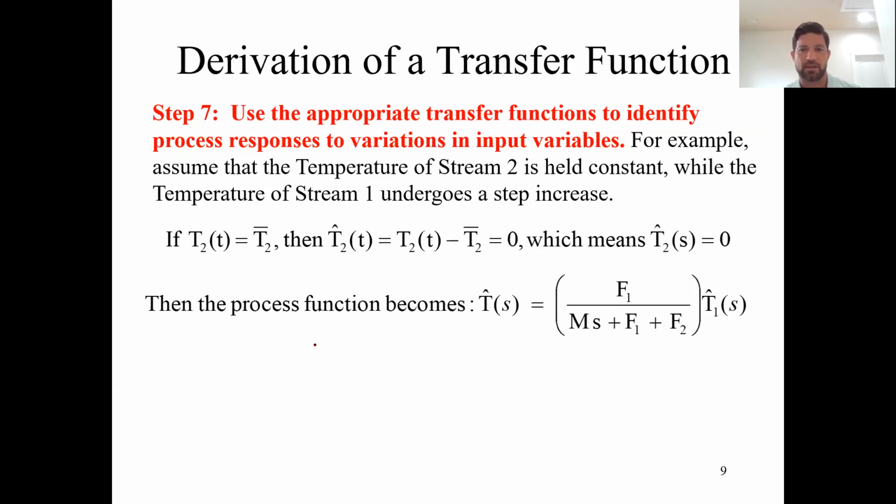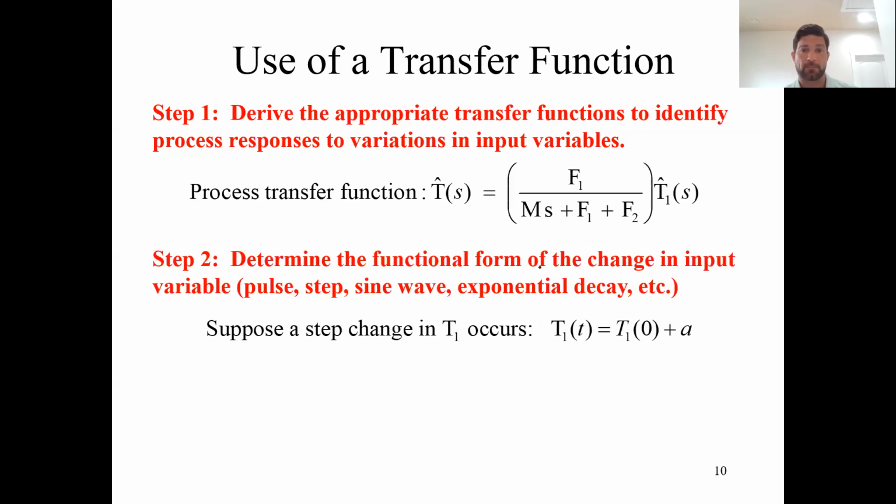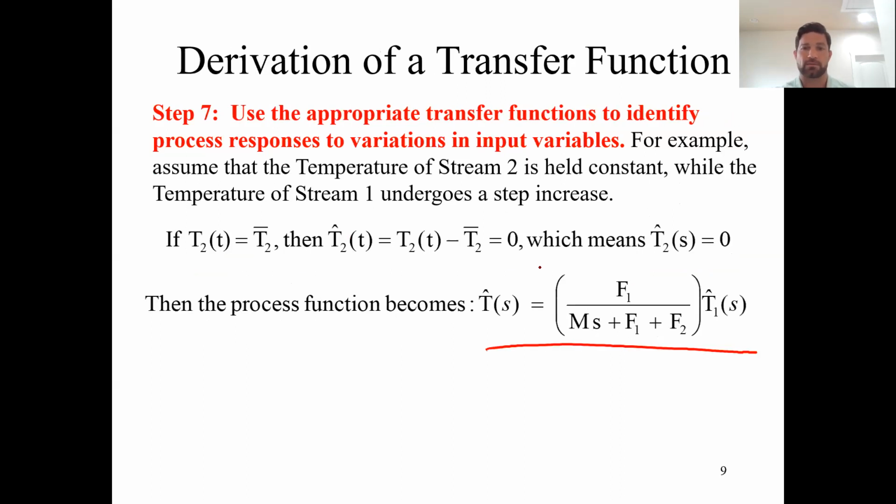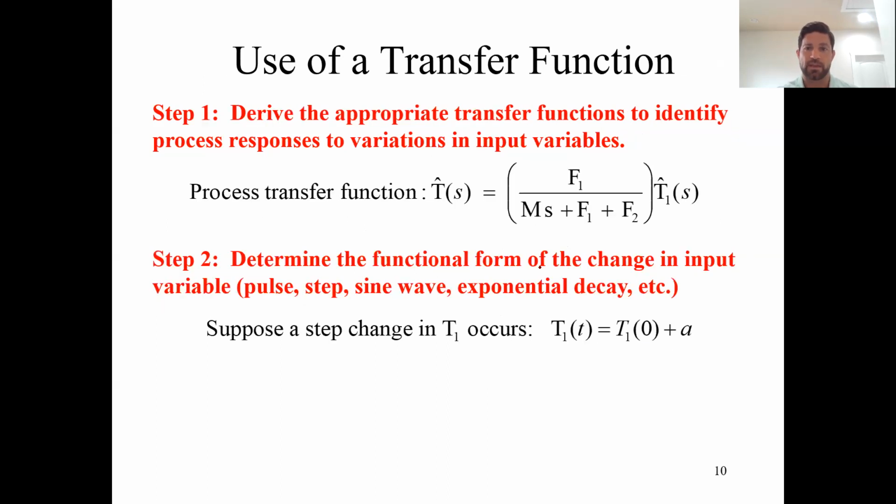All right, so this is kind of what we just previously said: if stream 2 is held constant, then the temperature is only defined based on the changes of 1, and we can determine what that transfer function is there. If we want to use this further, if we want to actually end up solving for temperature as a change, now what we're doing here is making a change to this input, and we want to use the transfer function to solve for how the temperature is going to change as a function of time.